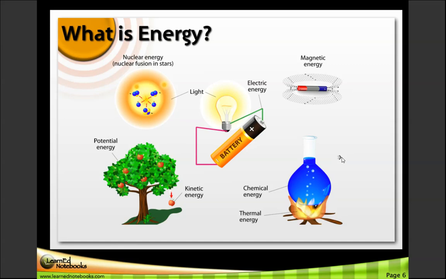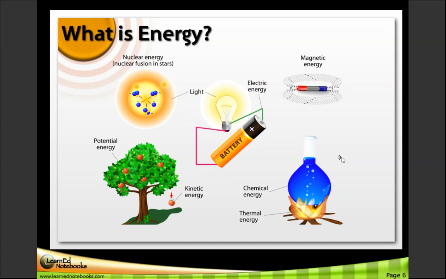Energy comes from many different sources. There's nuclear energy in the form of fusion in stars. There's potential energy of apples in a tree. There's kinetic energy when the apple falls from the tree. There's radiant or light energy in the form of the sun or a light bulb turned on. There's electric energy from a battery in a circuit or from an electric plug that's been plugged in.